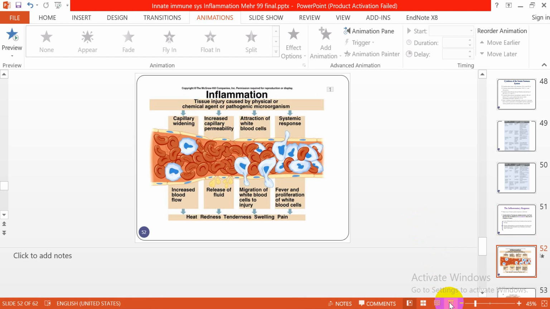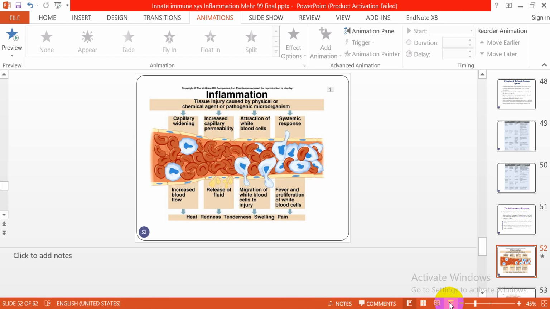In inflammation, we have different processes. We have capillary widening. This capillary widening could increase blood flow to the site of inflammation. We have increased capillary permeability, and this increase could induce the release of fluid from the blood to the site of the inflammation.